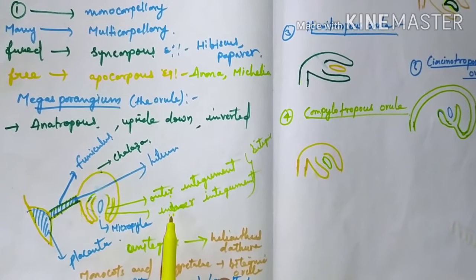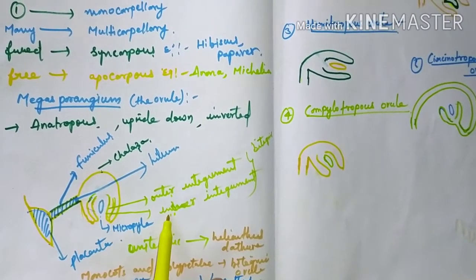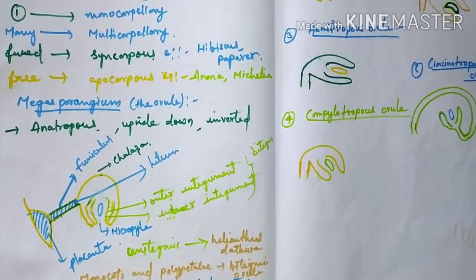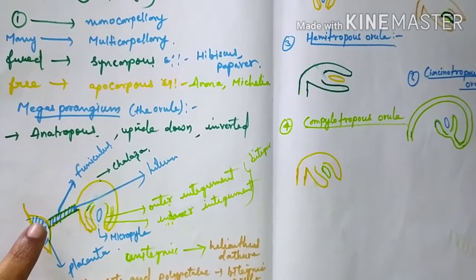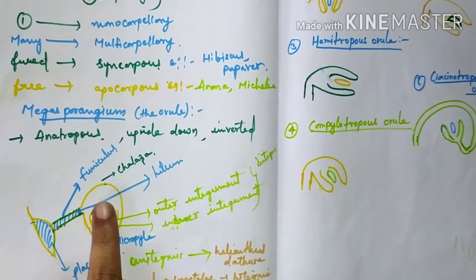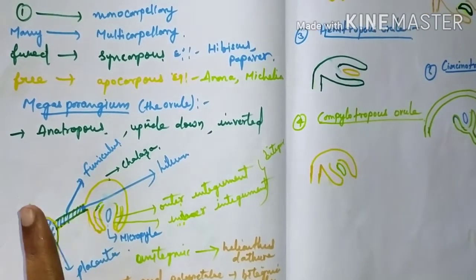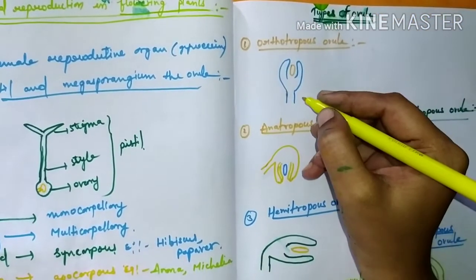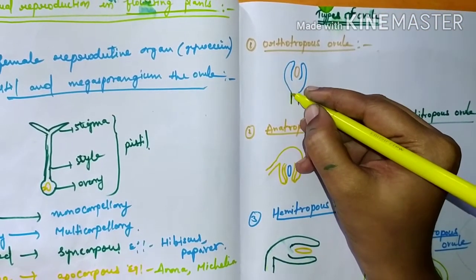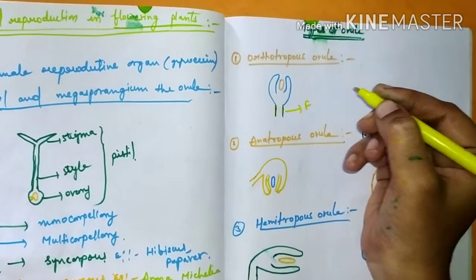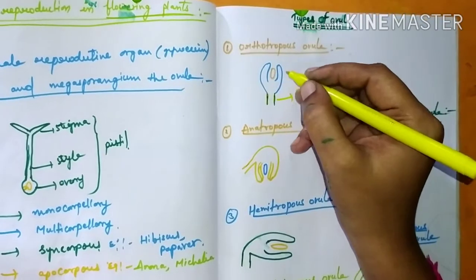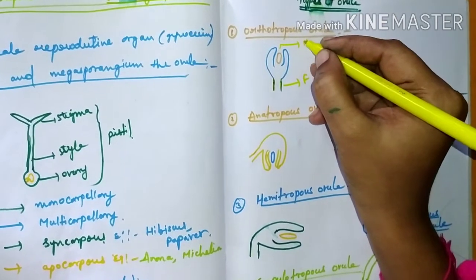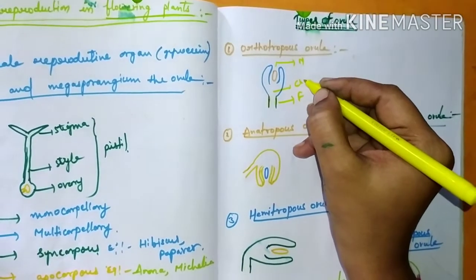Based on how many integuments are present, there are ategmic, unitegmic and bitegmic ovules. And now, based on how the funiculus is attached to the body of the ovule, the types of ovules are present. So friends, here you are seeing the stalk-like structure, which is called the funiculus, and the body of the ovule, where the small opening is the micropyle, and here it is the chalaza.